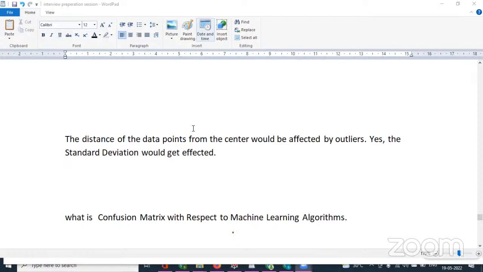What is the confusion matrix with respect to machine learning? The very next question. Yeah, Vaibhav, that is right. That is correct. Try to answer the next question. What is the confusion matrix with respect to machine learning algorithms?